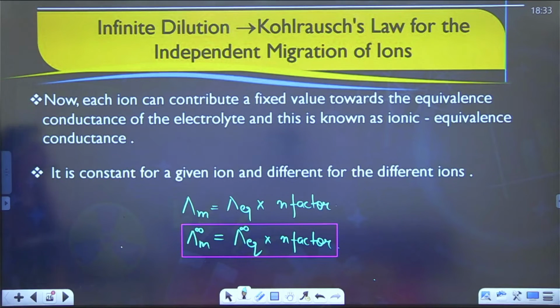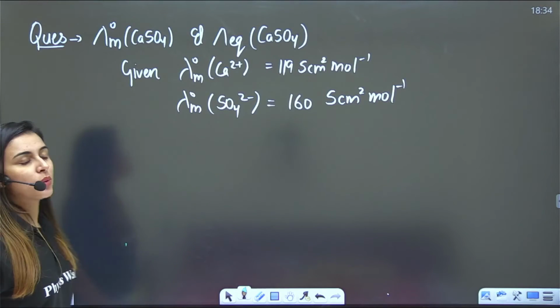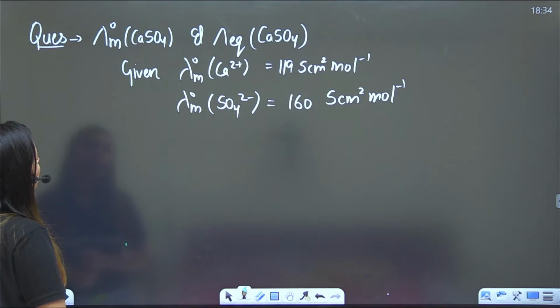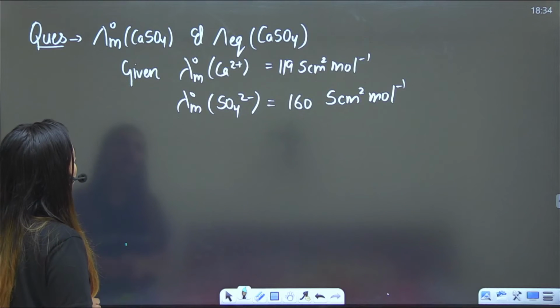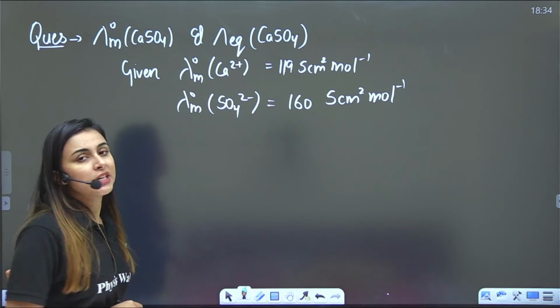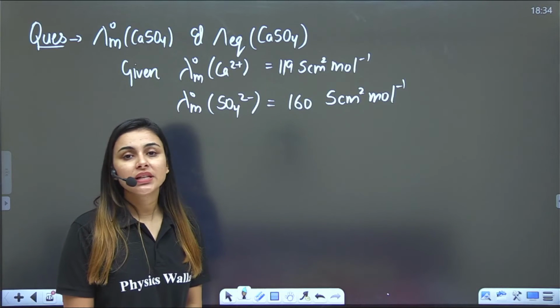I hope you've written it. Now let's move forward. Let's try a question and try to understand how to do these problems. The question says you have to calculate the limiting molar conductivity of CaSO4. Also you have to calculate the equivalent conductivity. You are given the limiting molar conductivities of the ions.